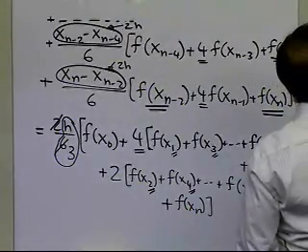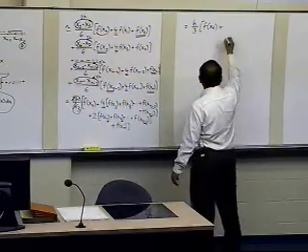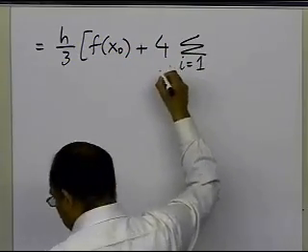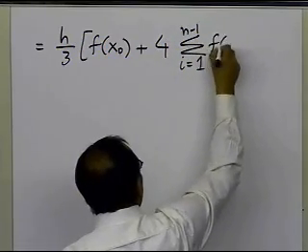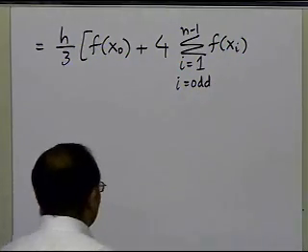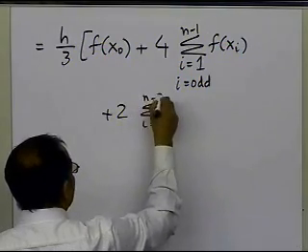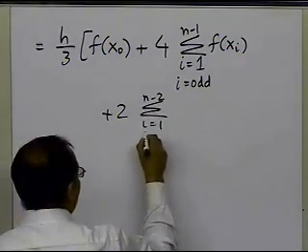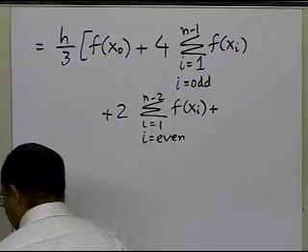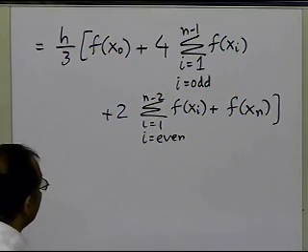So we get h divided by 3 times the value of the function at x naught, which is a term by itself, plus 4 times the summation of f of xi, where i is simply odd, from 1 to n minus 1, because it's 1, 3, 5 like that. Then plus 2 times the summation, i equal to 1 to n minus 2, but we're only including i being even. Then plus f of xn. So that is the compact form of Simpson's 1/3 rule.